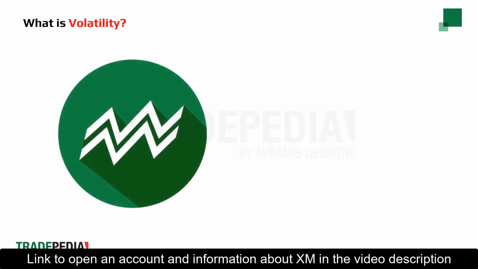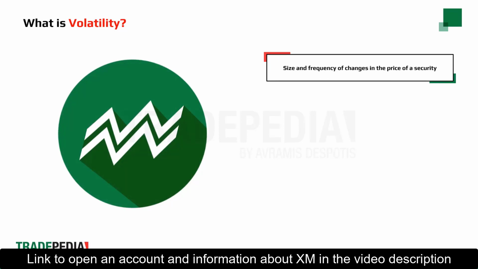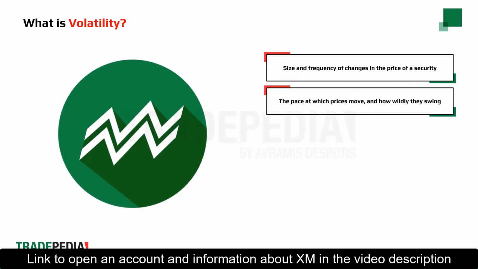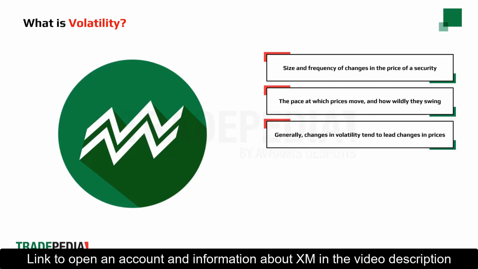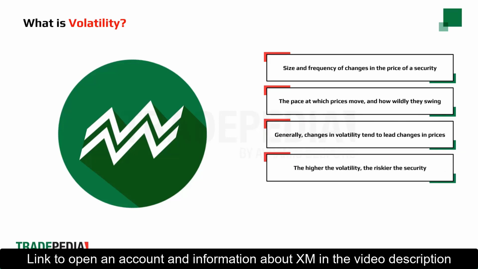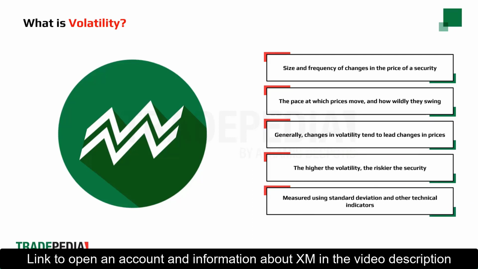What is volatility? Volatility measures the size and frequency of changes in the price of a security. It is the pace at which prices move and how wildly they swing. Generally, changes in volatility tend to lead changes in price. The higher the volatility, the riskier the security. Volatility is either measured by standard deviation or other technical indicators.